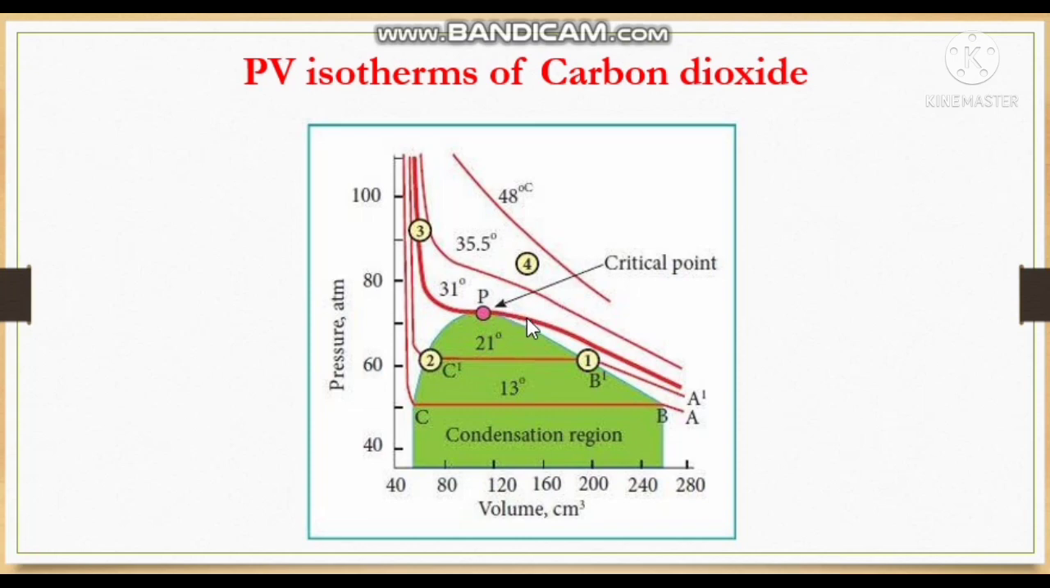At this temperature, therefore, the gas passes into the liquid state imperceptibly. Above 31 degrees Celsius, the isotherm is continuous, as you can see here. Andrews therefore concluded that if the temperature of carbon dioxide is above 31 degrees Celsius, it cannot be liquefied no matter how high the pressure may be. So he called this temperature, 31 degrees Celsius, the critical temperature.